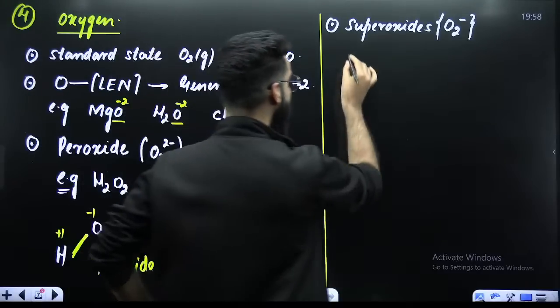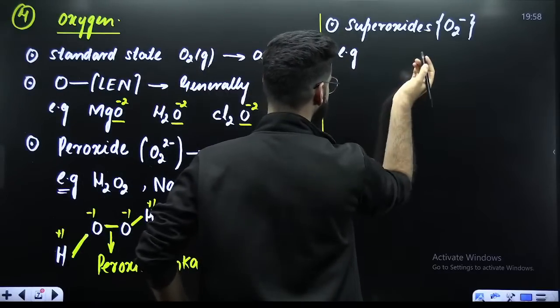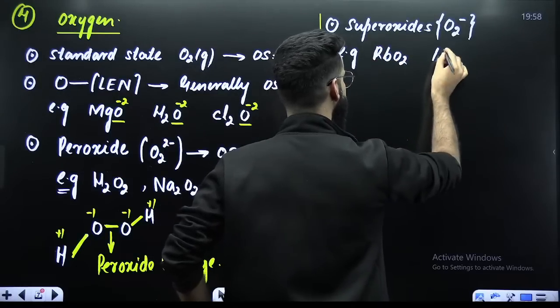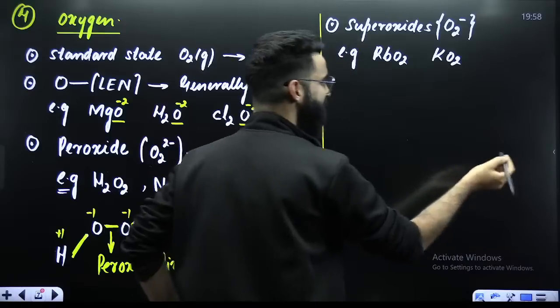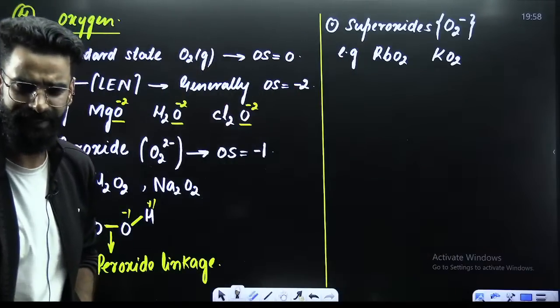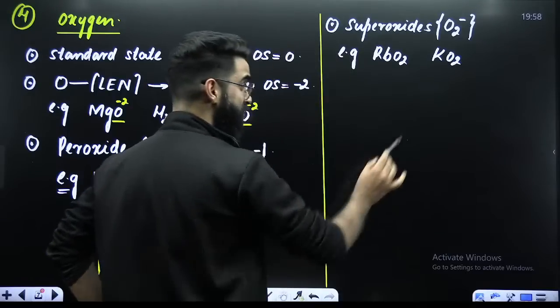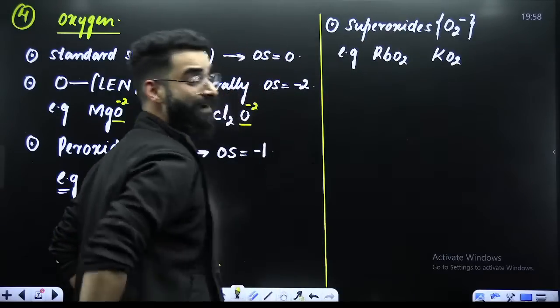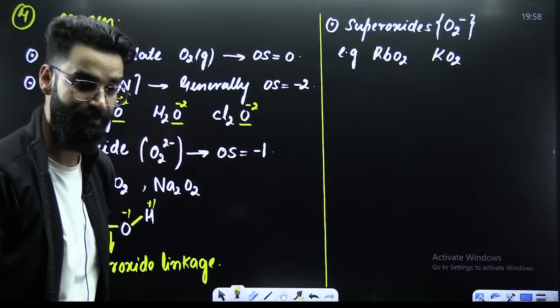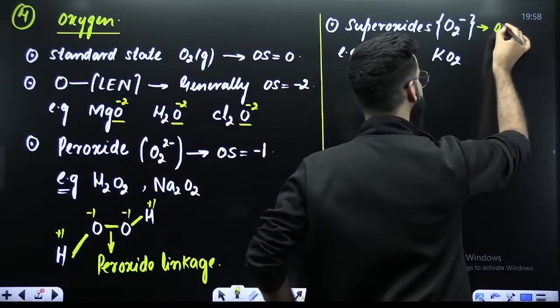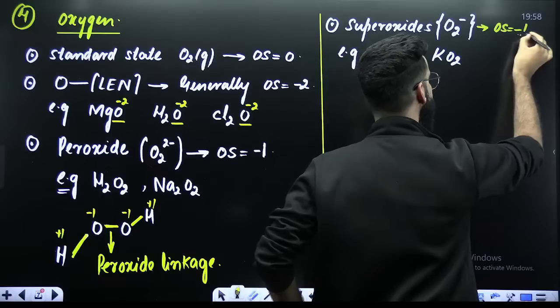There are examples as well. Let's say you have got, for example, RbO2, rubidium superoxide. Let's say you have got KO2, potassium superoxide, etc. Right? These are the superoxides. Now, people try to understand carefully. Whenever you see oxygen present in this form, O2 negative, understand and remember oxygen has formed the superoxide. Now, when oxygen forms the superoxide, let me tell you, oxidation state of oxygen is taken as -1/2.